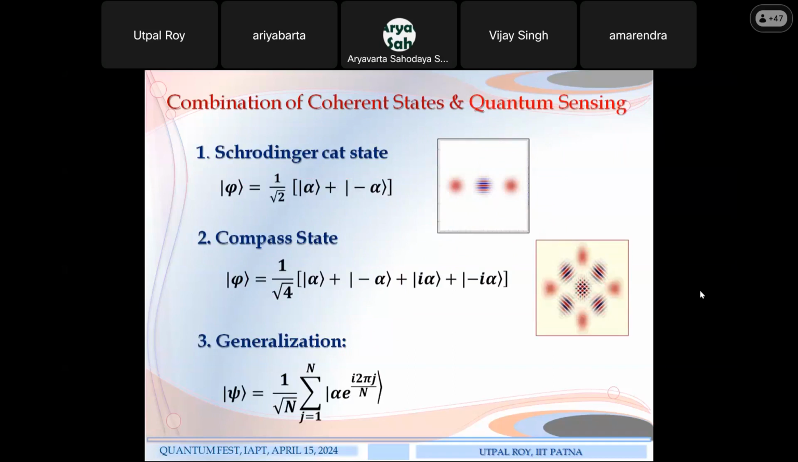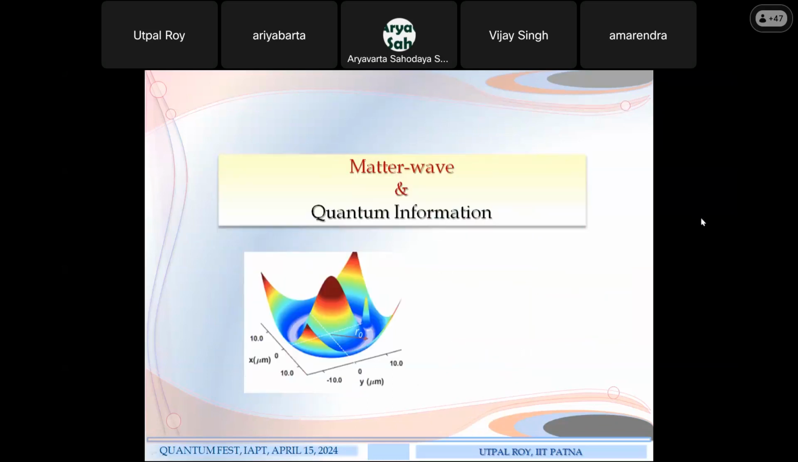Then you can have compass-like situations. Compass means there are four of them: north, south, east, west, and then there are these dots. There can be multiple of them. Now, let me give examples of it, some examples which in our lab we have been doing.